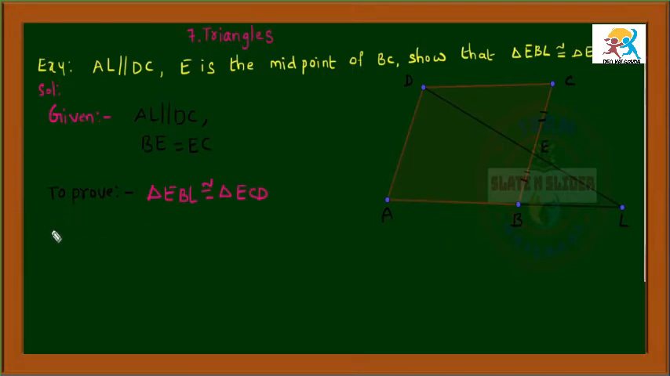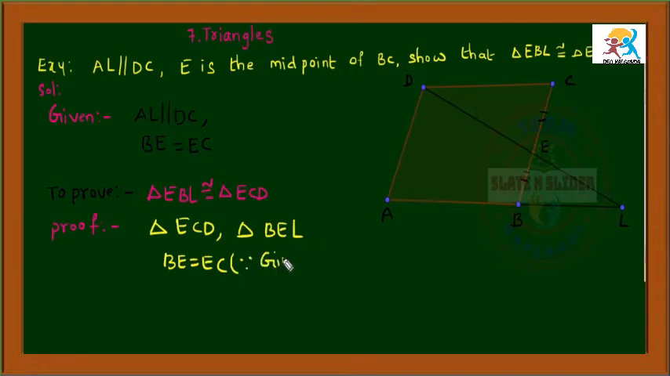And next we have to write proof. How to prove? Observe this figure first. Here we get two triangles. We will name them triangle ECD, triangle BEL. In these two triangles, what are equal? Easily we can say that BE is equal to EC. How can I write this? This is from given. So we have to write since, and then we should write the reason.